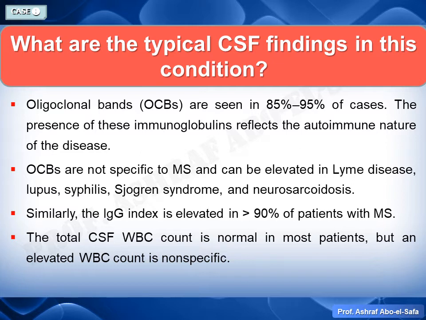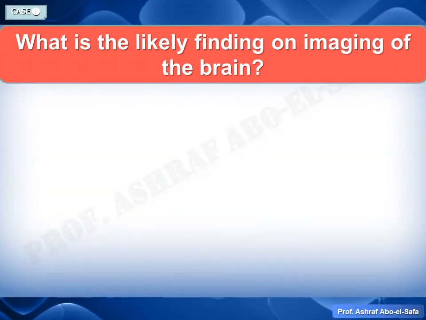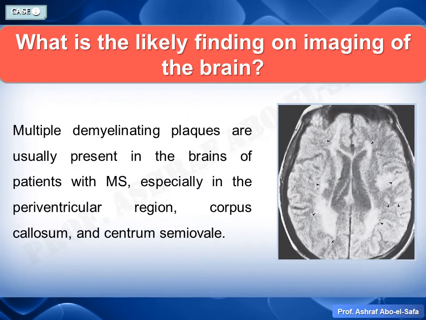Similarly, the immunoglobulin G index is elevated in more than 90% of patients with multiple sclerosis. The total CSF white blood cell count is normal in most patients, but an elevated white blood cell count is non-specific. What is the likely finding on imaging of the brain? Multiple demyelinating plaques are usually present in the brains of patients with multiple sclerosis, especially in the periventricular region, corpus callosum, and centrum semiovale, and appear by the magnetic resonance imaging of the brain.